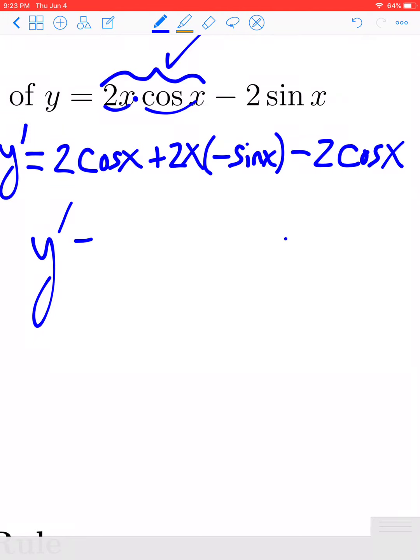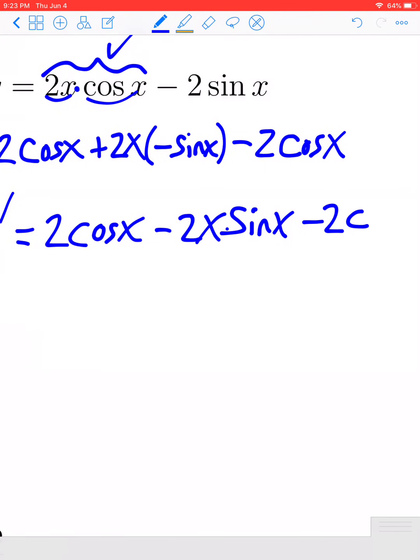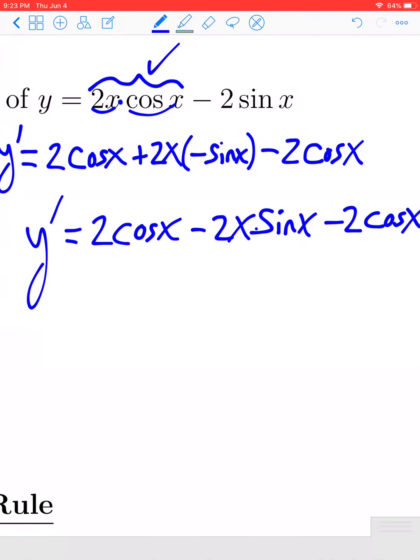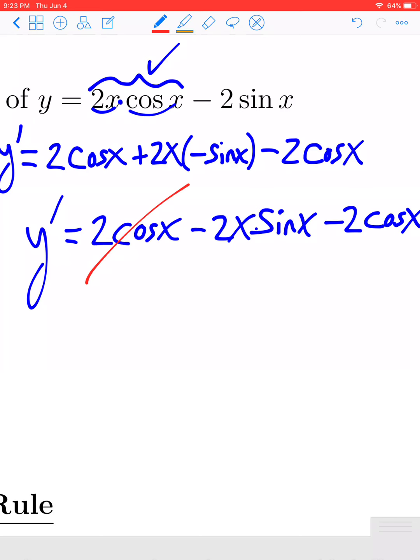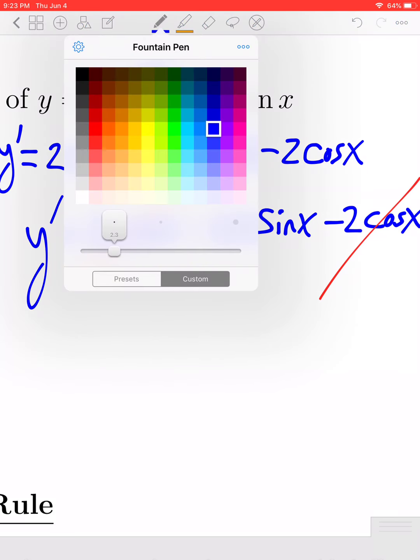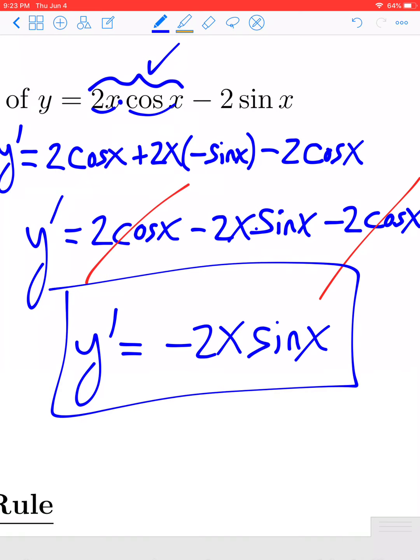So here's what we have. We have y prime equals 2 cosine x minus 2x sine x minus 2 cosine of x. And then within this expression, our cosine x terms cancel. The positive 2 cosine x cancels with the negative 2 cosine x. And so we get as our final answer, y prime is equal to negative 2x sine x. Okay. Negative 2x sine x.